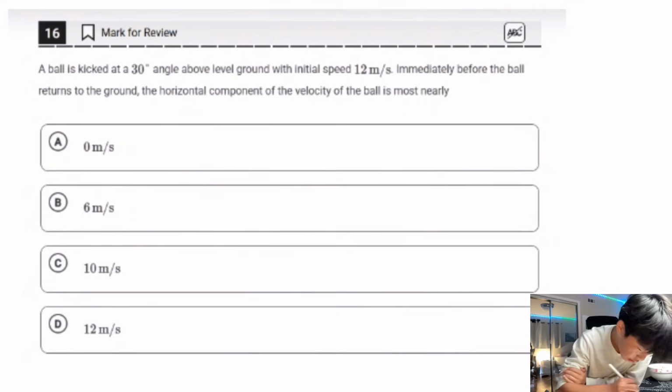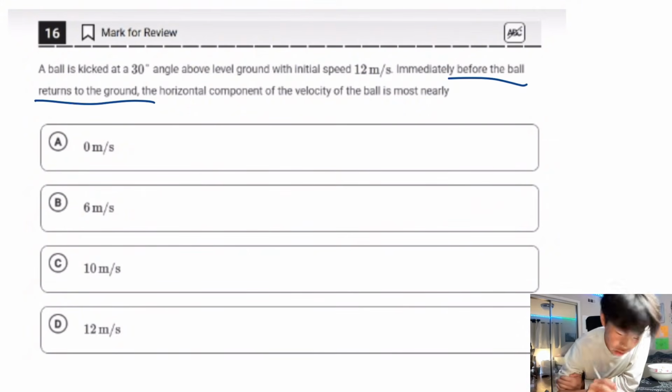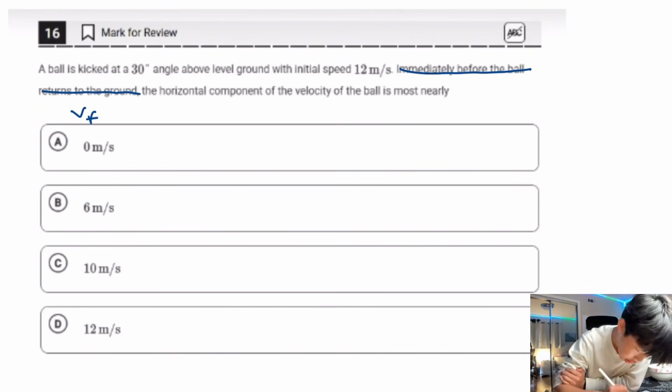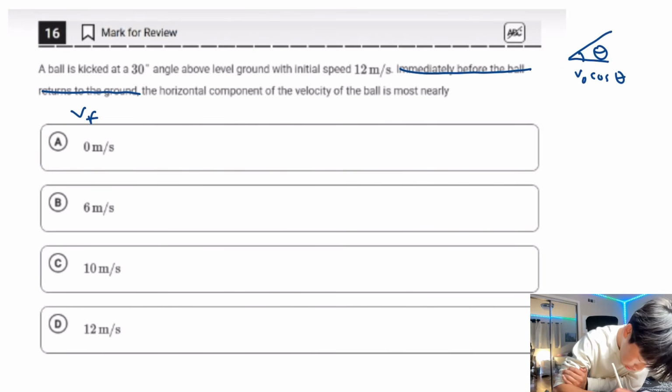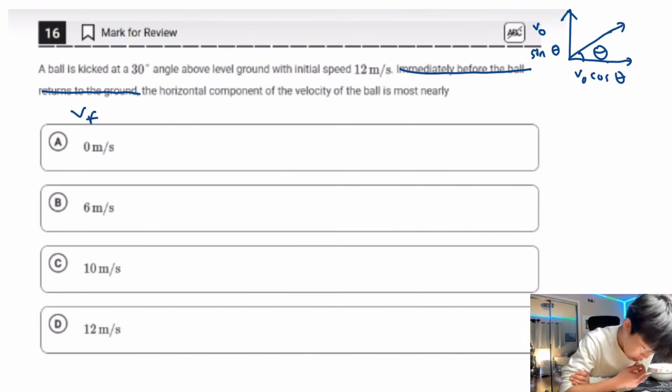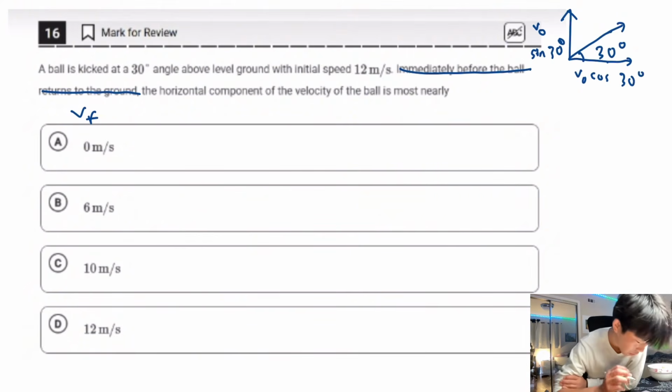Okay, anyway. So basically it's asking for immediately before the ball returns to the ground. Guys, if there's anything you should learn today, what that translates to is Vf. So we're just going to delete that and write what is the Vf, buddy. If it's kicked at an angle, it's kicked like this with the theta. This one is V0 cosine theta. This one is, sorry guys, V0 sine theta. And I hope I'm recording this. I am. Okay, anyway, I literally know the angle. It's 30 degrees. Initial speed.